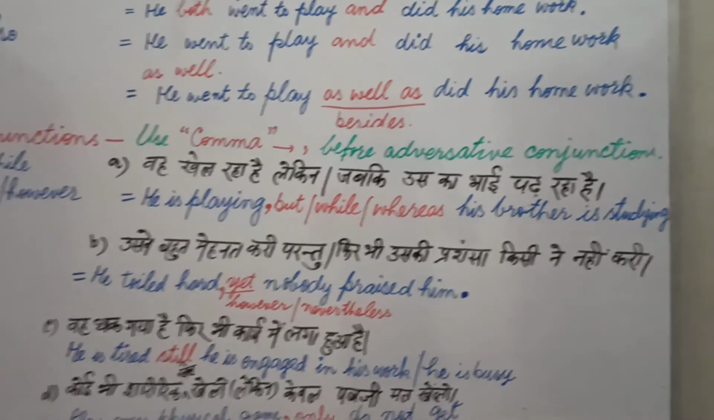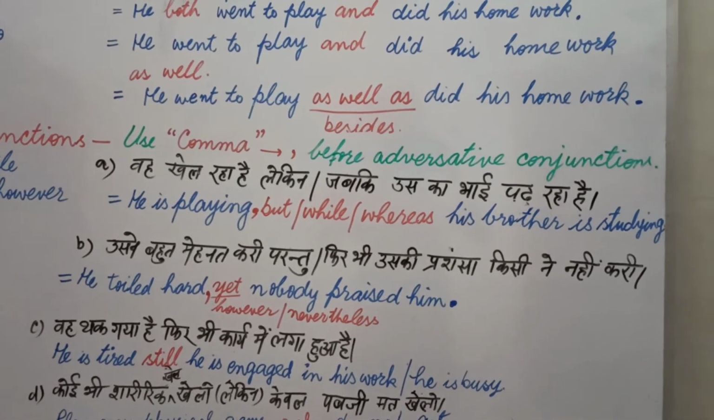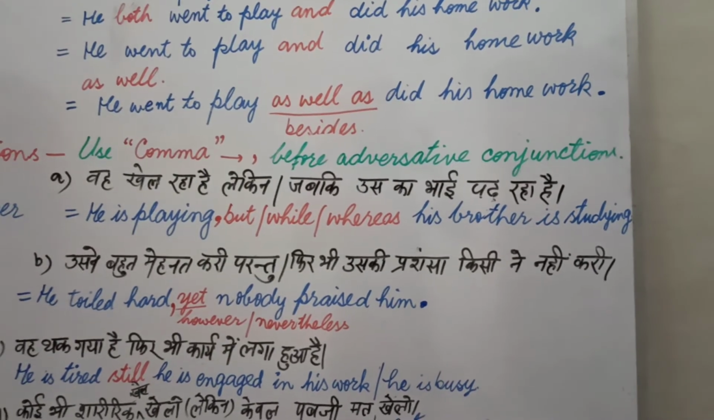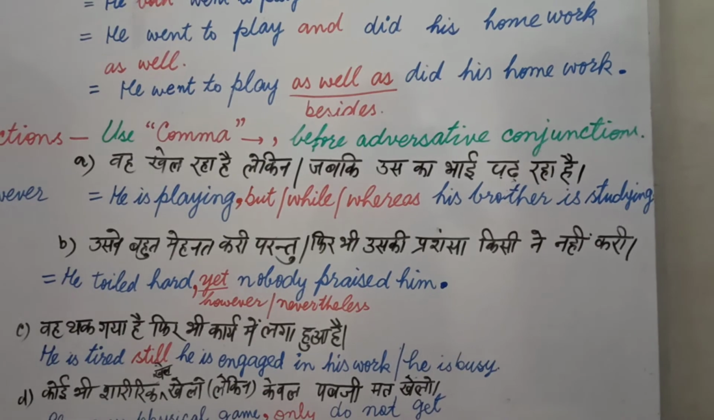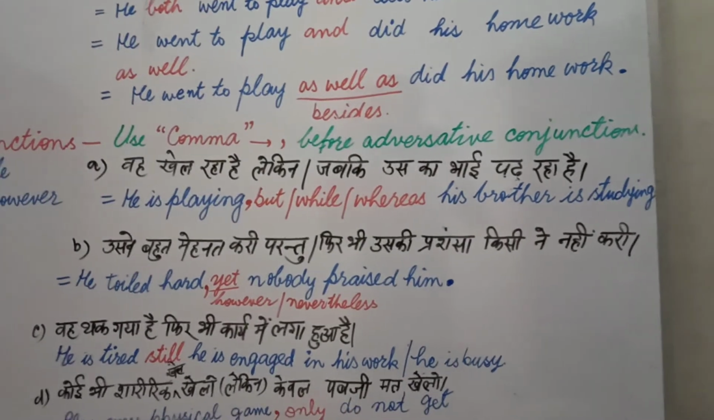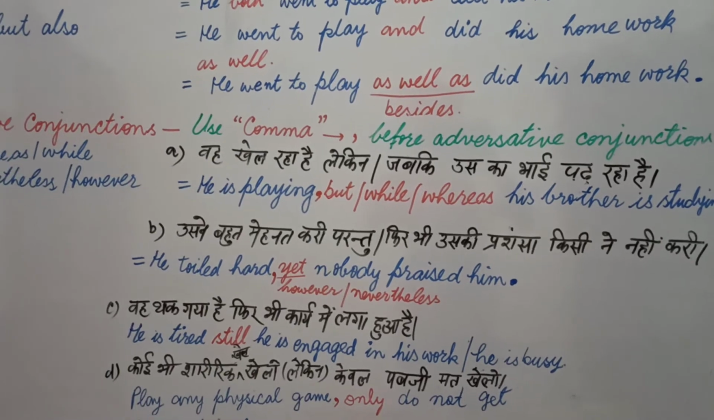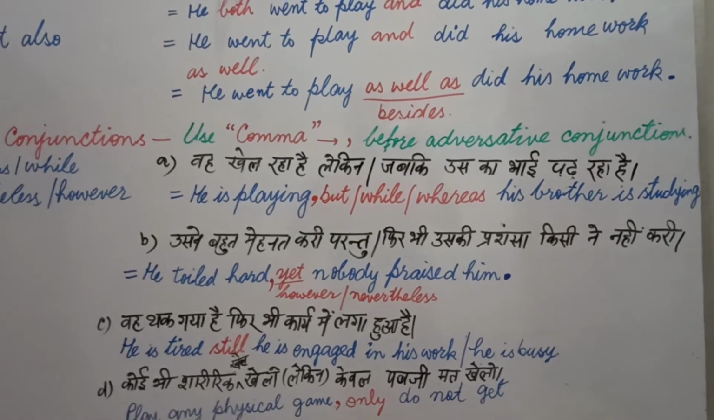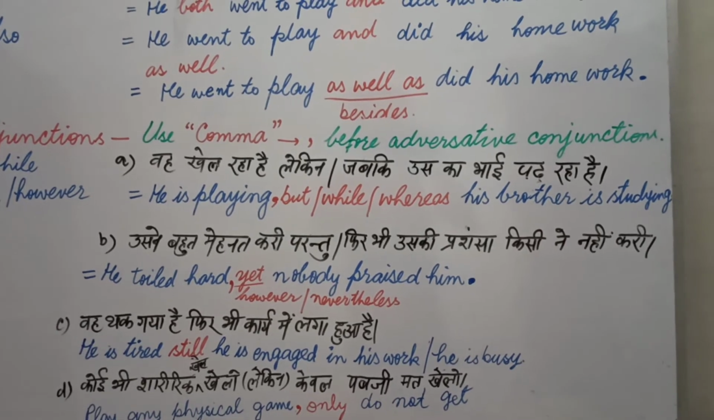The difference is, in still the work continues from the first clause up to the second clause, but in yet the work finished in the first clause and the second clause begins with a new beginning. Like उसने बहुत मेहनत करी, it means मेहनत is finished, किसी ने उसकी प्रशंसा नहीं की, next action begins. But now वह थक गया है, it means his tiredness continued, फिर भी काम में लगा हुआ है, and even being tired he is working, it means work is in continuous form. I am not saying that you use present continuous or past continuous. Tiredness continued from the first clause to the second clause. It means still means even in such a condition, and the condition continues up to the last of the task. He is tired, still he is engaged in his work, or you can say he is busy.